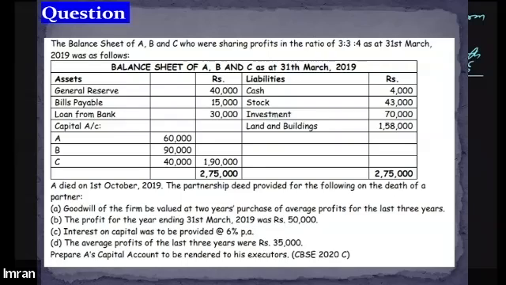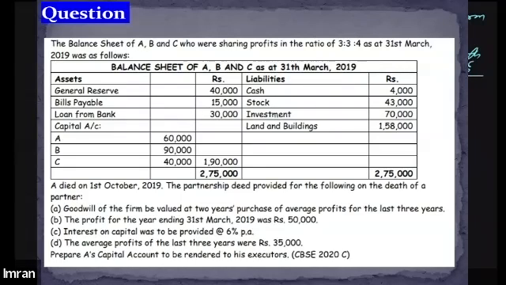On the balance sheet, the liability side is by mistake written as asset. So this is the liability side. Don't get mistaken. The left side of the balance sheet is the liability side, wherein general reserve, bills payable, loans, and capital balance of the partner is given. On the asset side, cash, stock, investment, and land and building is there.